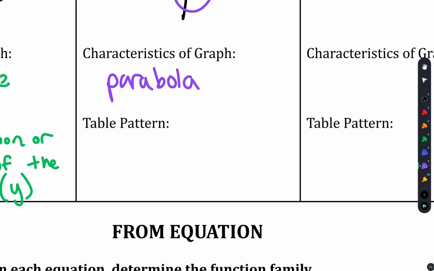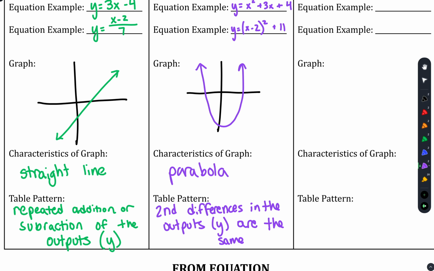So the table pattern is called second differences in the outputs, which again, remember, outputs represent the y values. And those second differences are the same. If we see that in a table, then we know that's a quadratic. I will explain to you exactly what that means when we get there. For now, just write that down. Any questions on quadratics?